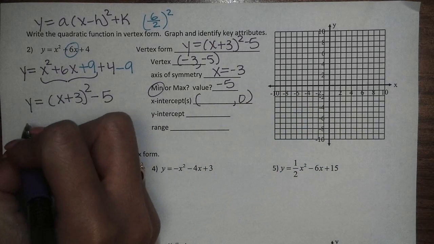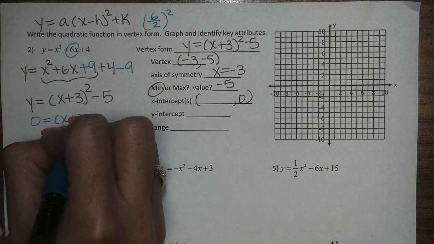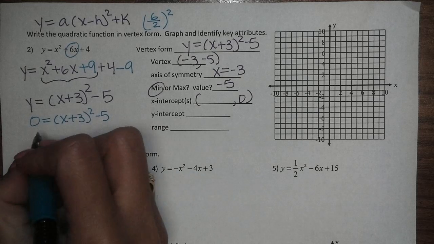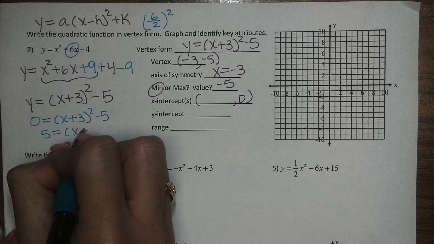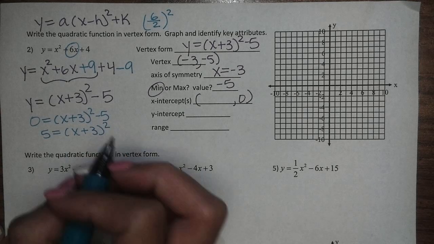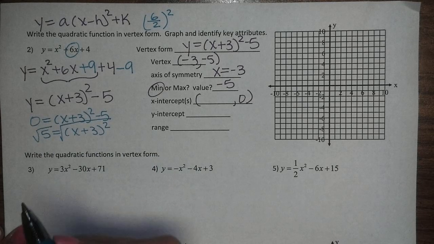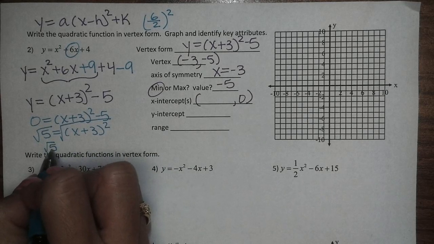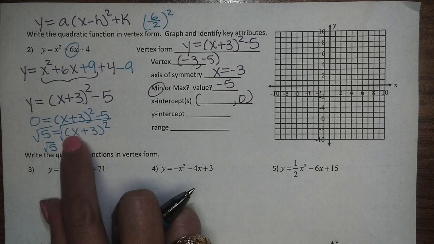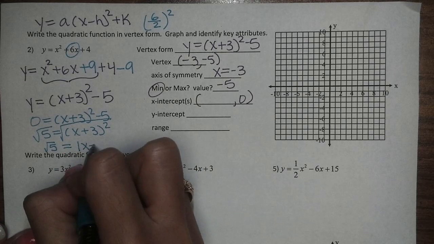So I'm going to plug in 0 for y over here and solve for x. In order to solve for x, I'm going to add 5 to both sides. 5 equals x plus 3 squared. In order for me to cancel this square, I need to take the square root of both sides of this equation. So I end up with the square root of 5 equals, okay, you have to be very careful when you do the square root of x plus 3 squared. That comes out to be absolute value of x plus 3.